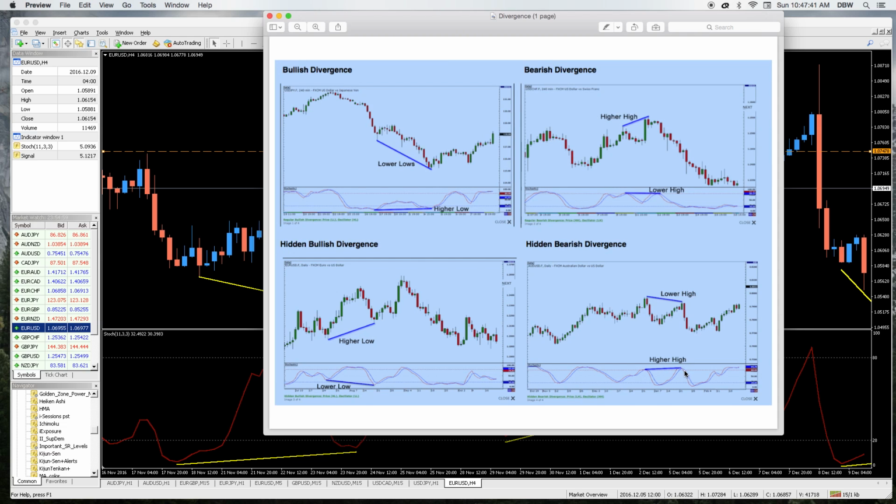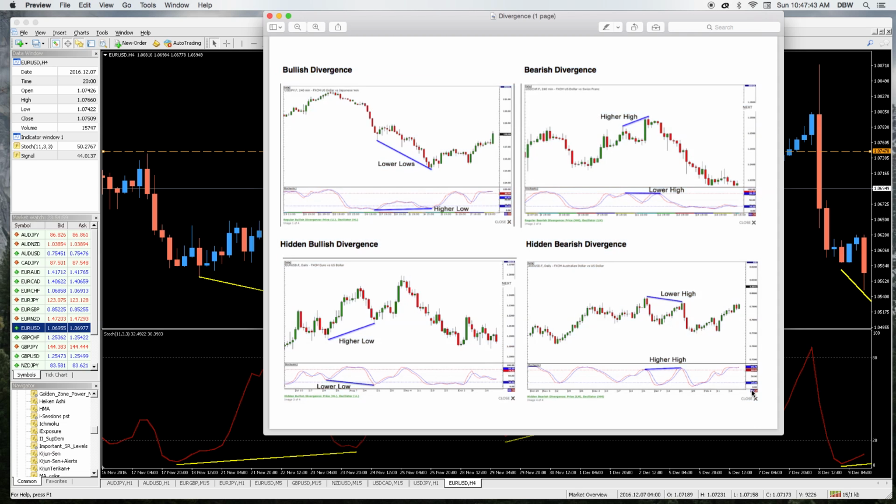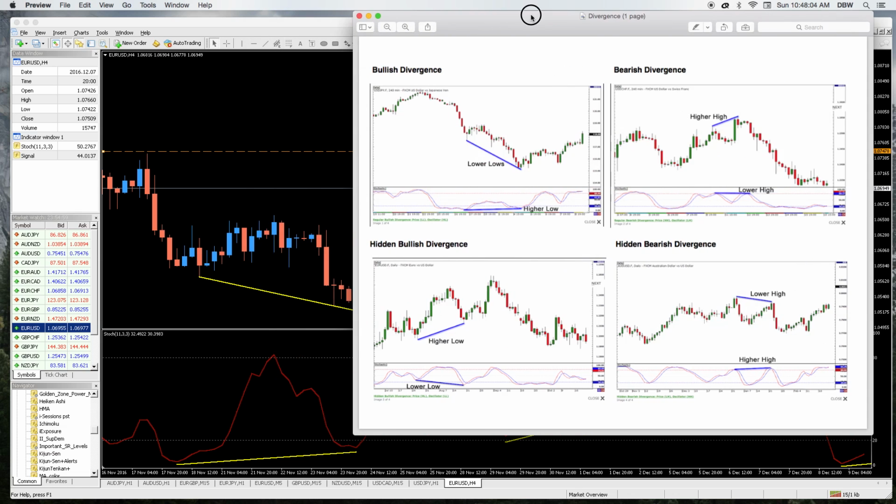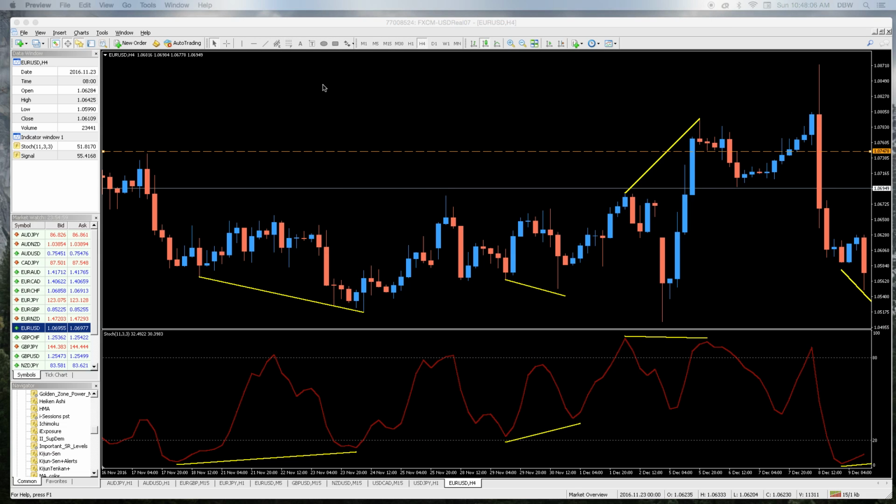So I always keep this chart or this screenshot available, so I don't have to try and remember all the different iterations of this, because it can be very confusing, particularly if you're new to this. So I will leave a link to this so you can download it. And let's get onto the chart here, and I'll demonstrate a couple of these.